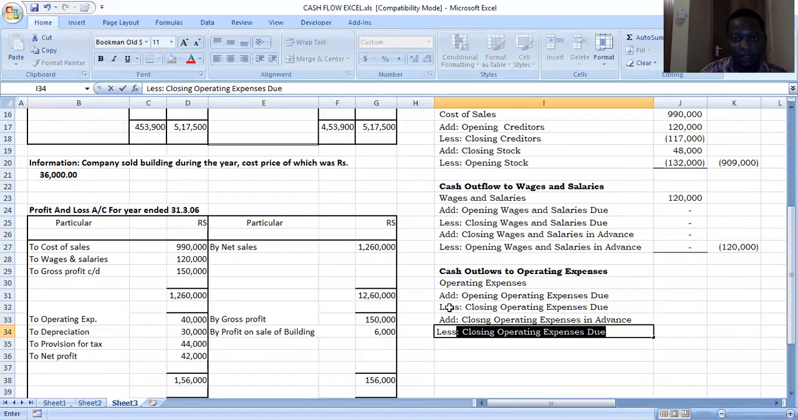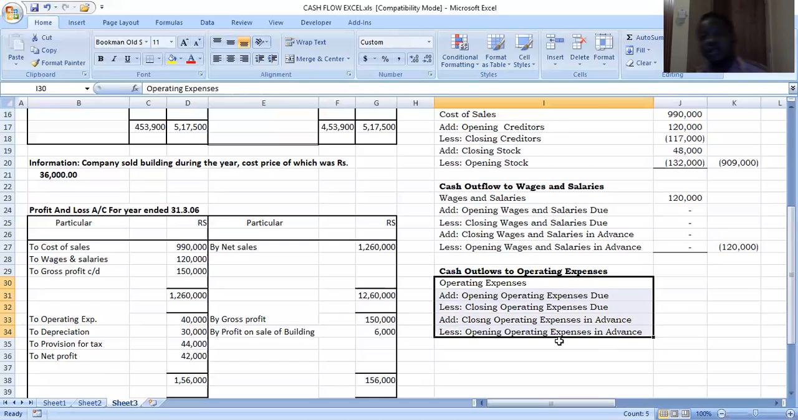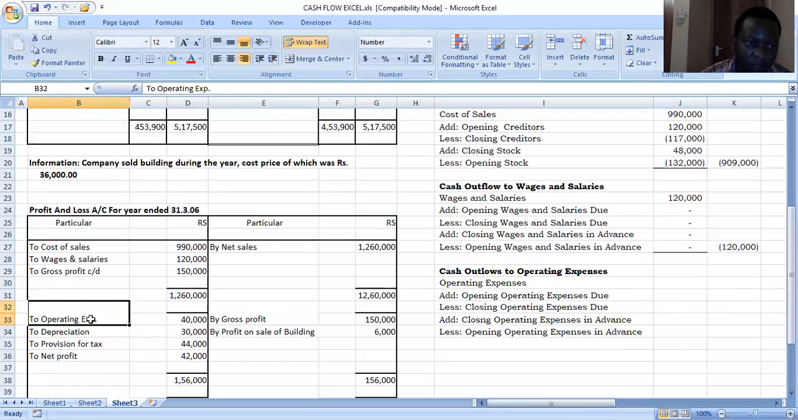Then less opening operating expenses prepaid or in advance. In our case, these items can be found in the financial statements. The operating expenses is an expense which is found in the income statement. In our case, it's 40,000 shillings.